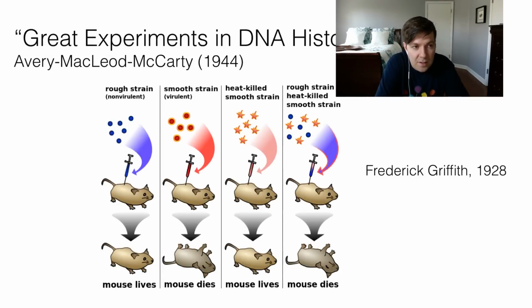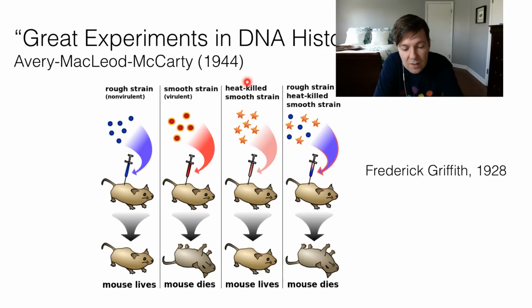Okay, not on the list. So before we can talk about Avery, McLeod, McCarthy, we have to talk about Frederick Griffith. And he killed some mice with bacteria. So the deal with Griffith's experiment was he had a rough strain of bacteria and he had a smooth strain of bacteria. And it turns out if you inject a live mouse with this rough bacteria, they're fine. It doesn't kill them, so it's not virulent. If you inject a mouse with the smooth strain, the mouse dies. Then what Griffith did was he took the dangerous smooth bacteria and he boiled them, heat killed them, and injected them in the mouse.